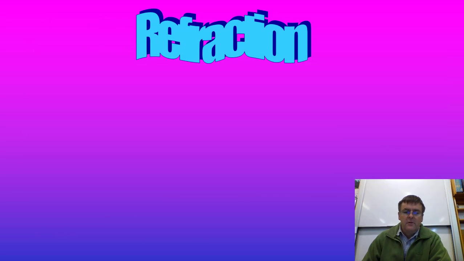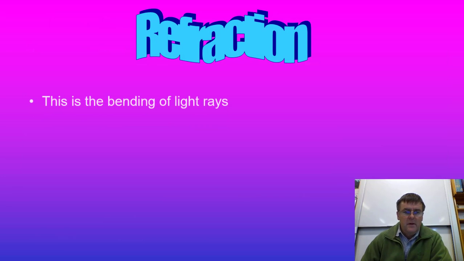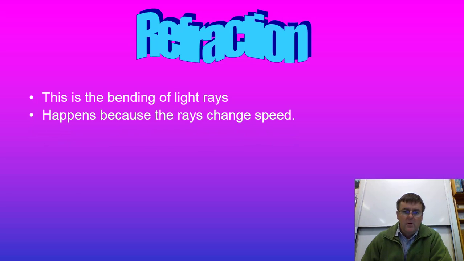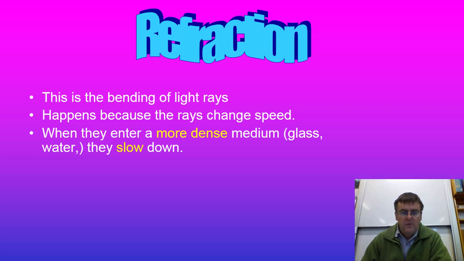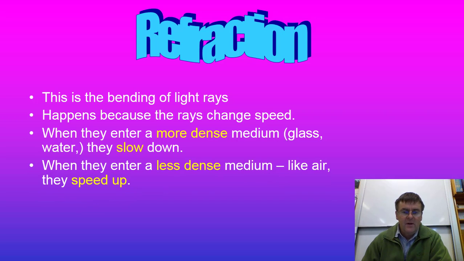The next thing that light does is it refracts. That's bending. So they change speed. They go into something more dense, so there's the stuff more closer together. It slows down, so glass or water. If they leave them and go into a less dense medium, like going into the air or into space, they speed up.